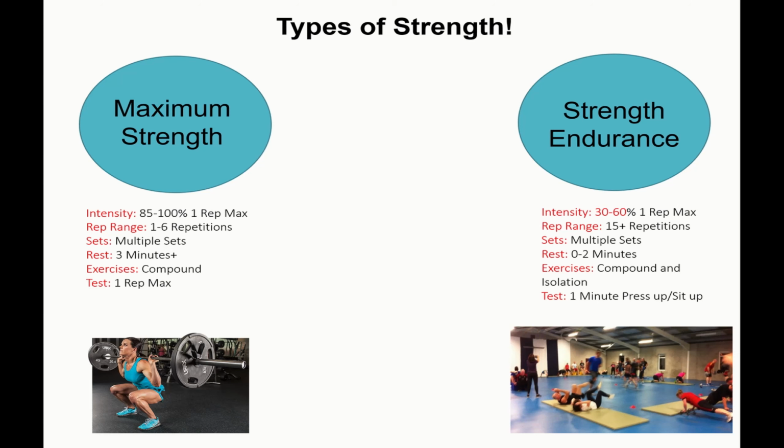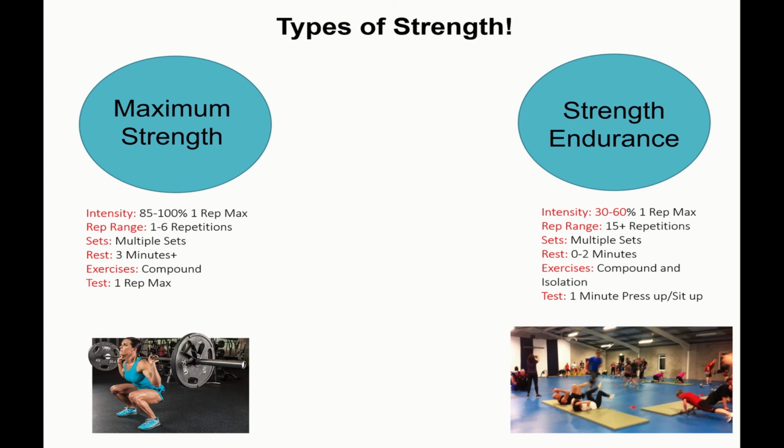Now we can use compound and isolation exercises. So a compound exercise, as we mentioned, is using multiple large muscle groups simultaneously, whereas an isolation exercise is where we can isolate a particular muscle, such as the bicep brachii, in an isolated movement, such as a bicep curl. The test for strength endurance, we can do any kind of repetition test, but generally within the sports science literature, a 1 minute press up and 1 minute sit up test is seen as the industry standard when it comes to identifying our capabilities in strength endurance.